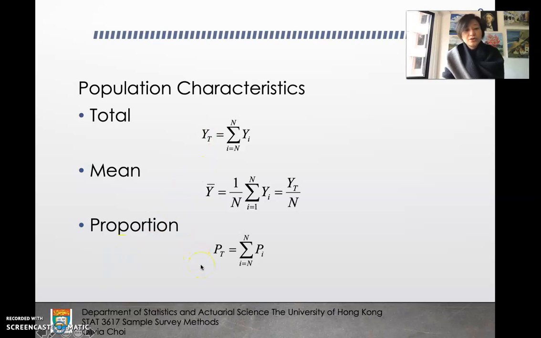Proportion: sometimes we like to ask what is the proportion of households who own a car, or the proportion of households that own their own house. So we can again look at the proportion, and then calculate it for the entire population. You can notice that we use capital letters as the notation for the true population values, like capital T, capital Y bar, capital P, to indicate those are the true population values.